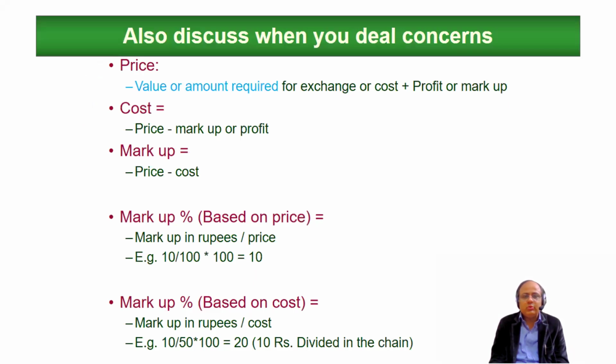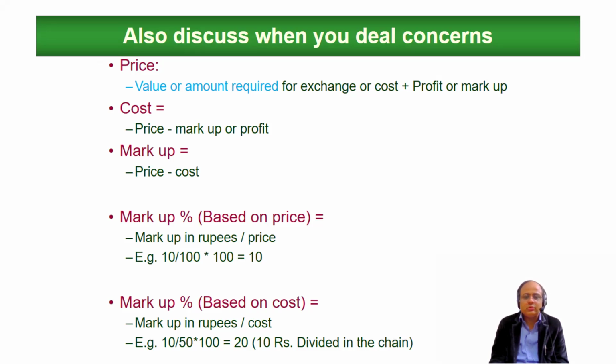So I would like to mention over here that price means the value that you've placed onto the product for exchange purposes, plus the profit or markup is also attached to it. And when you calculate the cost, you reduce the markup or profit out of the price. So price minus cost becomes the final markup. The percentage depends upon the total markup divided by the price. For example, the markup is rupees 10 and the price is 100. So the percentage is 10%.